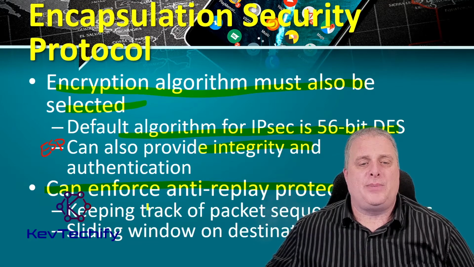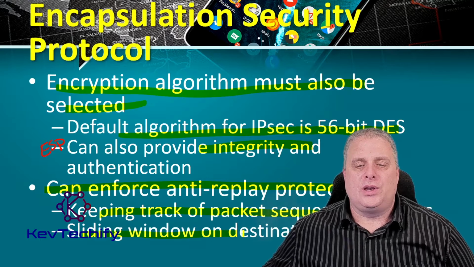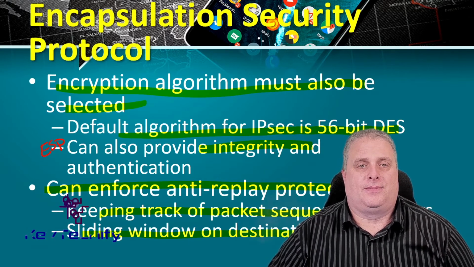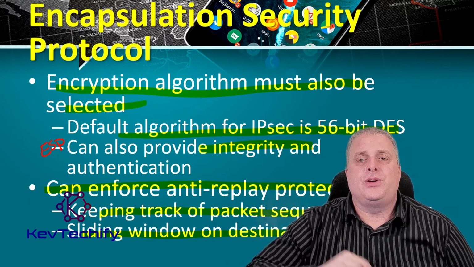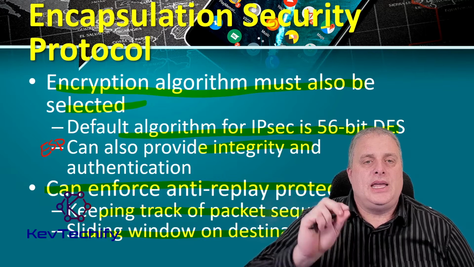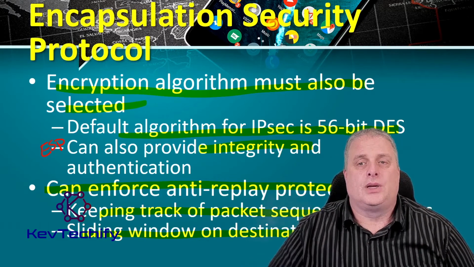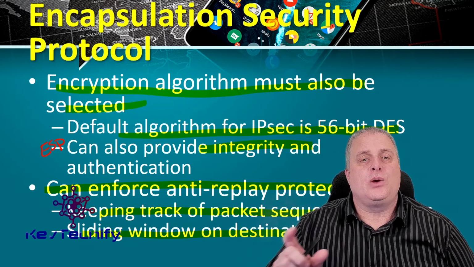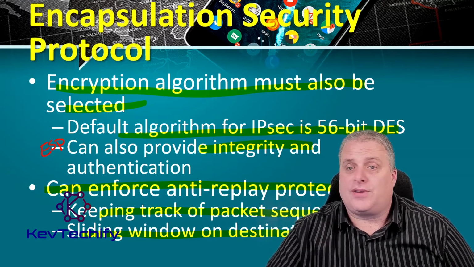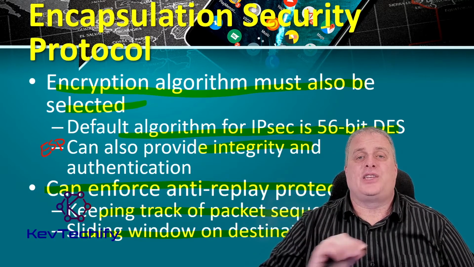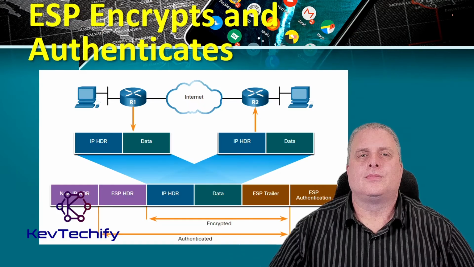Anti-replay works by keeping track of the packet sequence numbers and by using a sliding window on the destination end. When a connection is established between a source and a destination, their counters are initialized at 0. Each time a packet is sent, a sequence number is appended to the packet by the source. The destination uses the sliding window to determine which sequence numbers are expected. The destination verifies that the sequence number of the packet is not duplicated and is received in order.